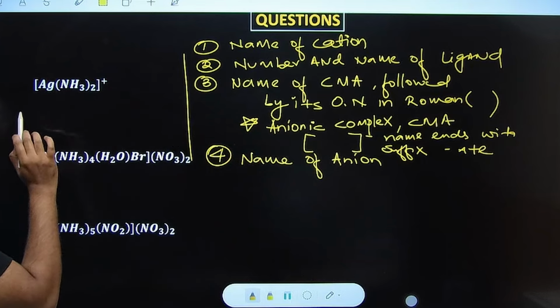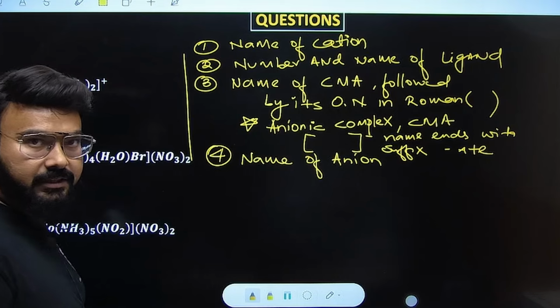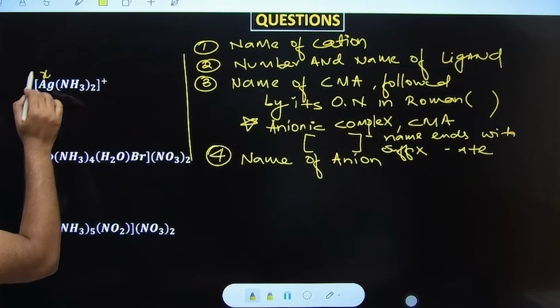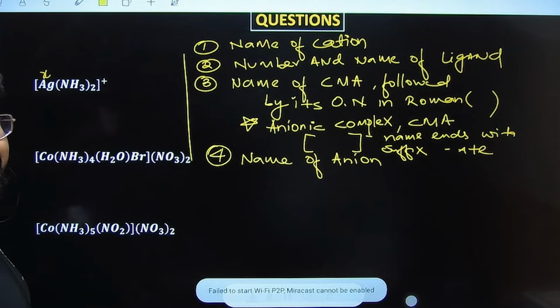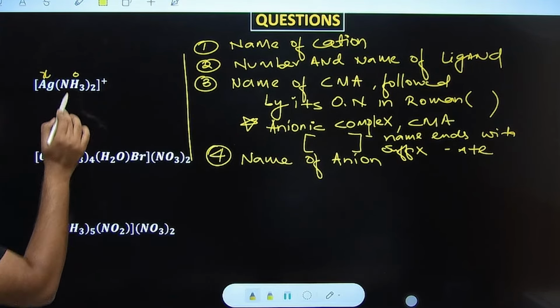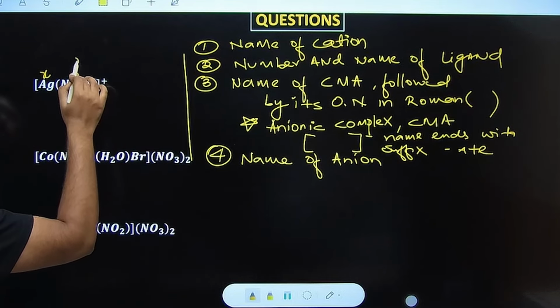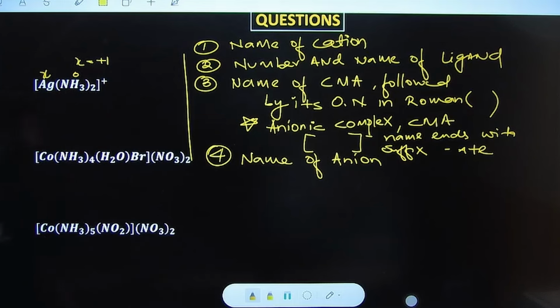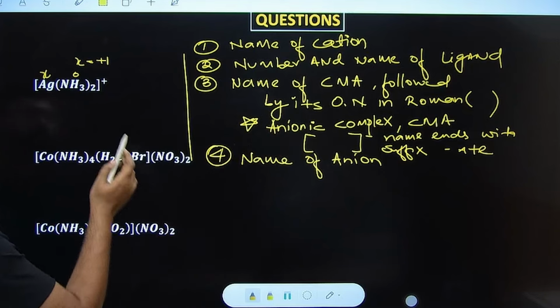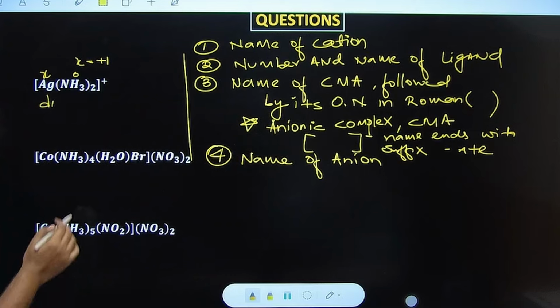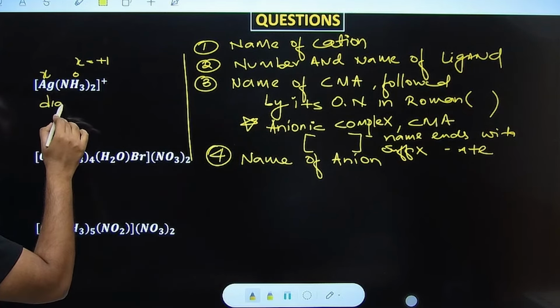If you see, first we have to calculate the oxidation number, because we need that oxidation number to be written in the name. So what is the oxidation number of silver, X? We have learned that amine is a neutral ligand, if you remember, so its oxidation number is 0, and the sphere has a positive charge. So X will be plus 1. When X is plus 1, then what will be the name? First the number and then the name of the ligand. How many ligands are there? Two. So di, and what was the name of NH3? Amine with a double M. So write down diamine.